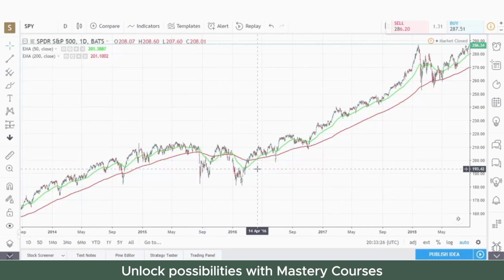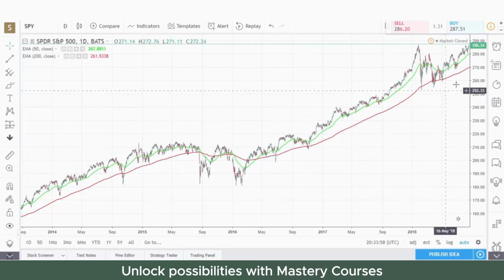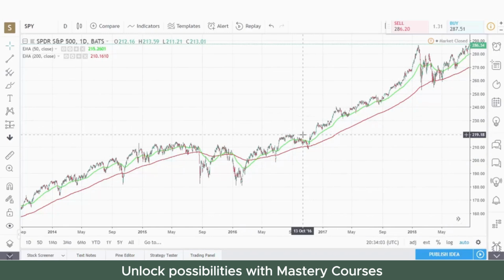But as you'll notice, in April of 2016, the 50-day moved back above the 200-day and has stayed there ever since. This golden cross to the upside kicked off another leg of the bull market in 2016, which has lasted until today, with no crosses below the 200-day exponential moving average.